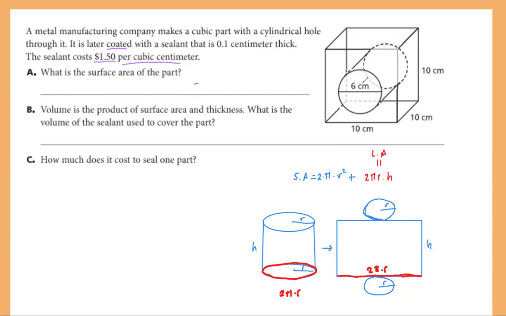The part is just the figure that we see. If you didn't have this hole in it, we would have a cubic figure, and we could just find the area of one face. Let's take one face and think about this face. If I want to find the area of this face, it is 10 by 10, which is 10 squared.